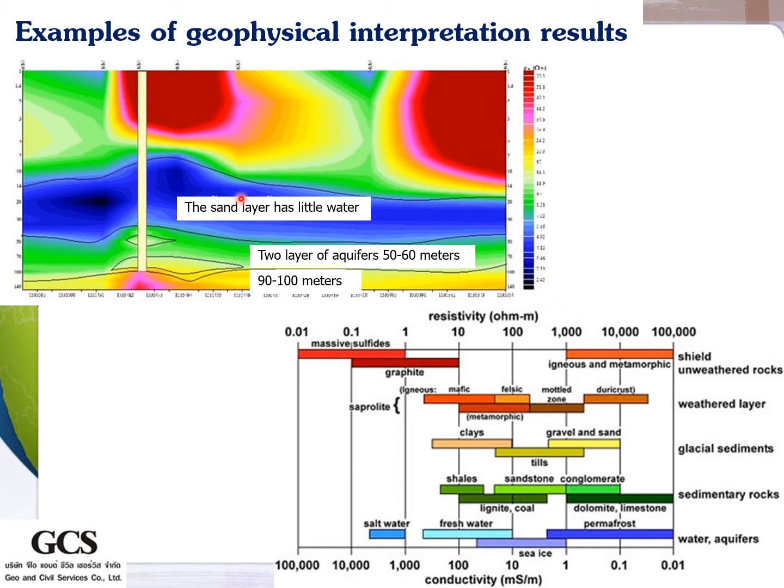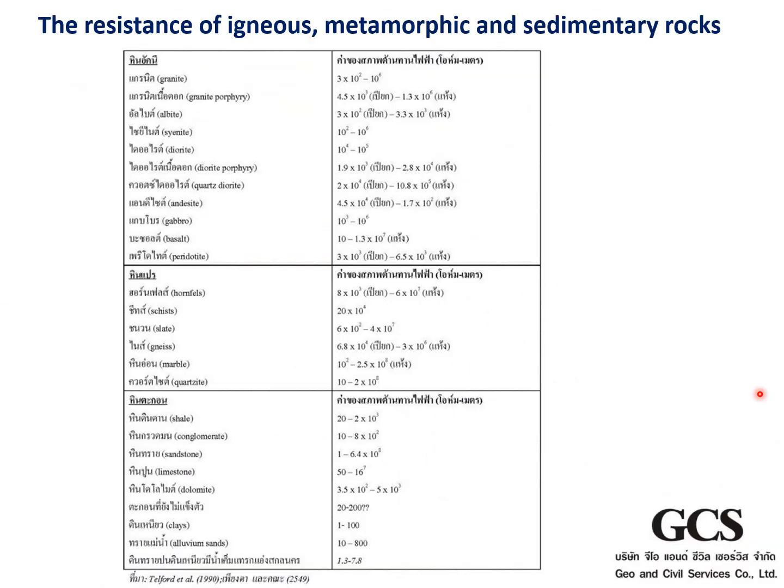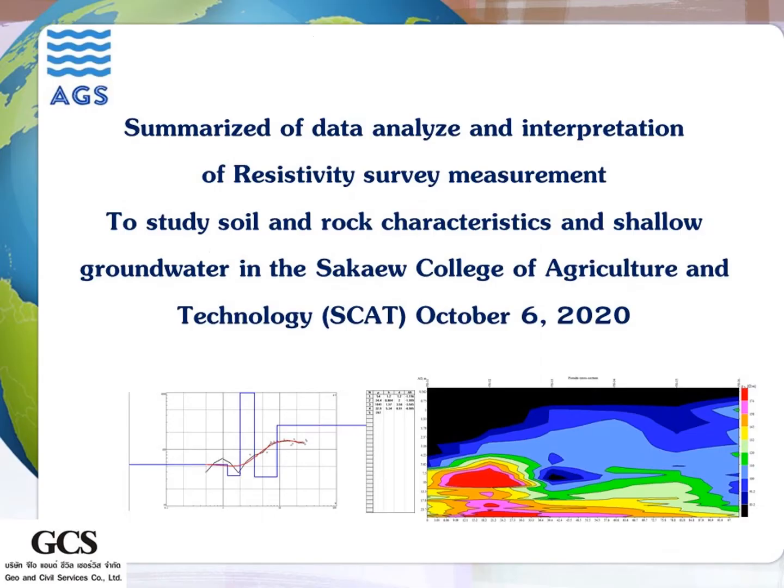The example of geophysical survey interpretation in the form of a resistivity cross-section, with reference to the electrical resistivity according to international standard. The table shows the electrical resistivity of igneous, metamorphic, and sedimentary rock.